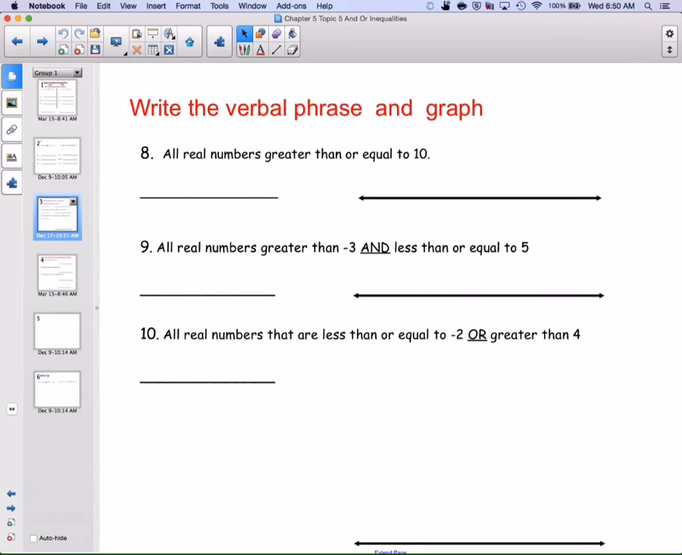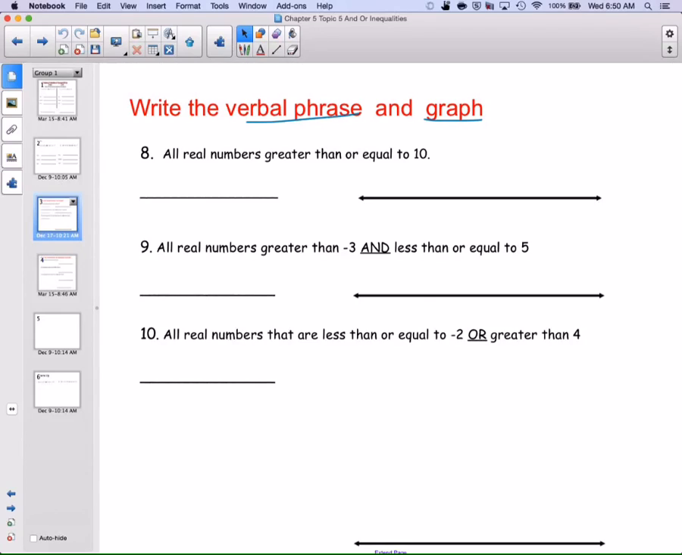Okay, so for the second video we're going to be dealing with the same kind of thing, except trying to write from the verbal phrase, translate it into an inequality, and then graph it. So we're going to be using all the rules and concepts we learned up to this point to come up with how to write it and how to solve it and how to graph it.